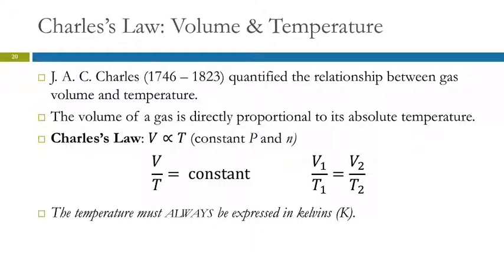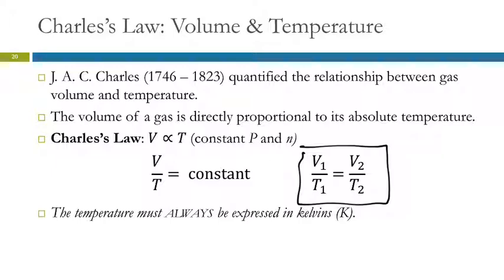Charles' law. So Charles lived in the 17 and 1800s. He looked at the relationship of gases in terms of the volume and the temperature of the gas. So he found that the volume of a gas is directly proportional to its absolute temperature. So we can also express that as the volume divided by the temperature is equal to a constant. Or we can express it this way, V1 over T1 equals V2 over T2.